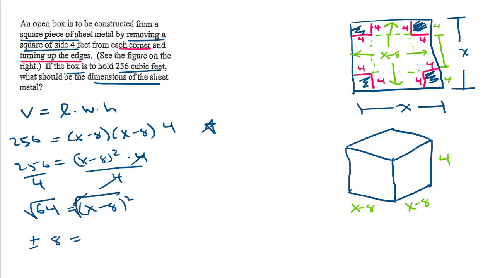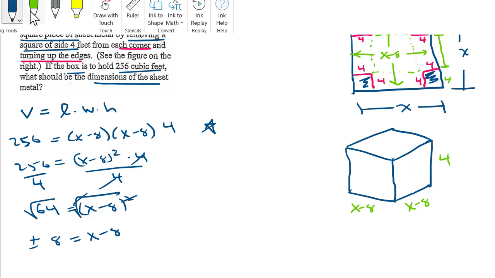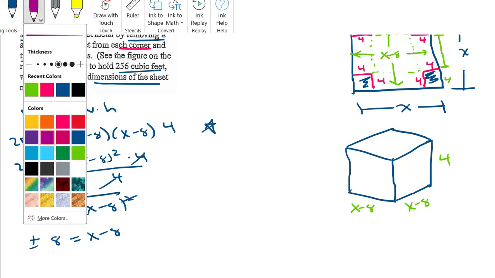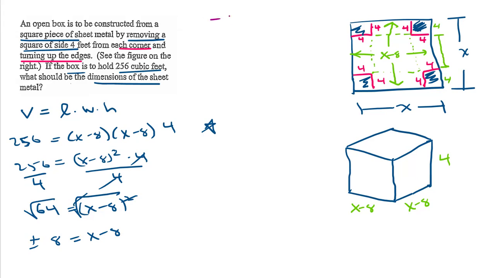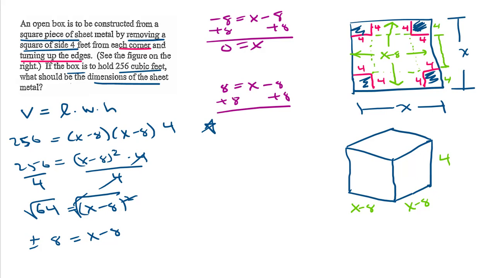And then the square root and the power go away, giving us x minus 8. Okay, so again, we'll have 2 possible solutions. So let's write that out. We have negative 8 equals x minus 8, and then we have positive 8 equals x minus 8. So we're going to add 8 on both sides. That gives us 0 for x. And then we add 8 on both sides, and this cancels. That gives us 16 equals x.